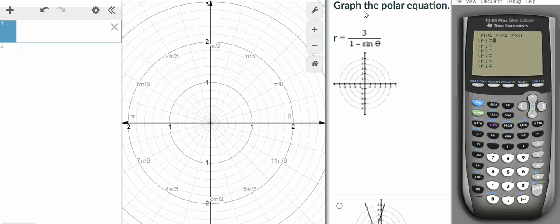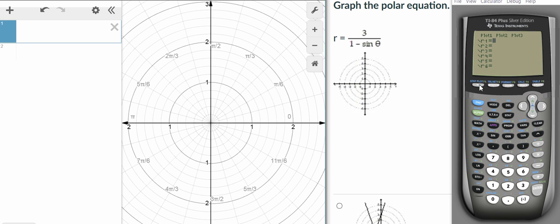Here we want to graph the polar equation. First, let's use two different technologies to graph this one. Again, by TI-84, the first thing you want to do is input the polar equation.